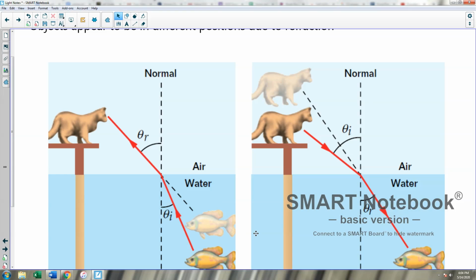So when you reach your hand into water, or when the cat reaches for the fish, it's always going to be a little bit deeper than it appears to be. The same is true in the opposite direction. This is what I was trying to explain with the pool.